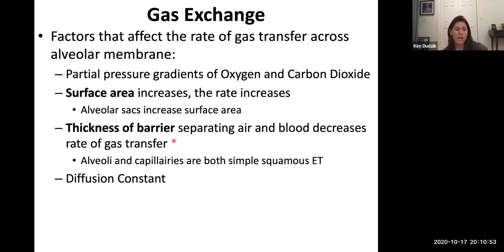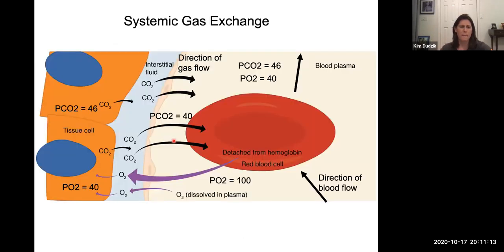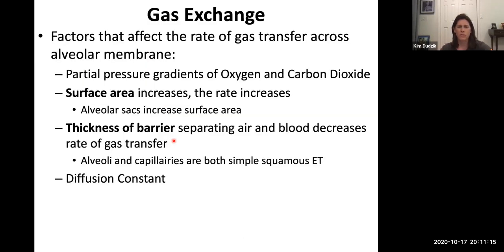The thickness of the barrier can also affect how quickly gases diffuse across. Both the alveoli and the capillaries are made out of simple squamous epithelial tissue. Let me pop ahead. I can't remember. No, I don't really have a good picture of that. Let me go back here.